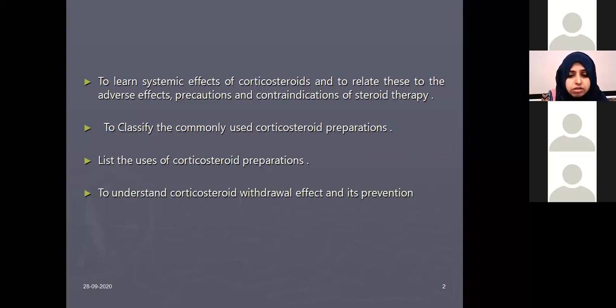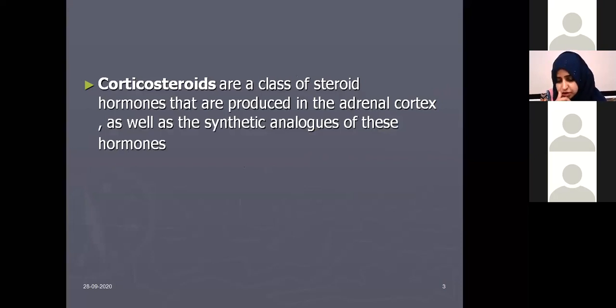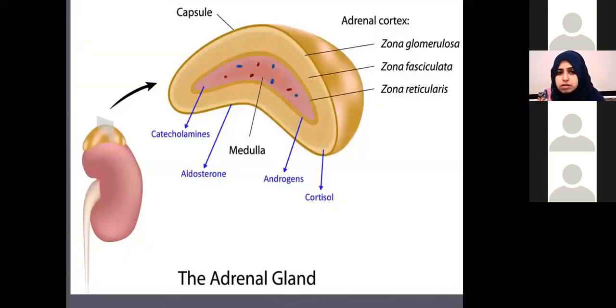Protection and also to understand withdrawal effects and its prevention. So what are the corticosteroids? Corticosteroids are a class of steroid hormones that are produced in the adrenal cortex as well as the synthetic analogs of these hormones. So this is the typical picture, and it is basically produced from adrenal cortex.